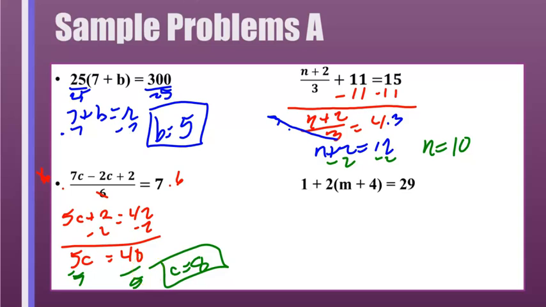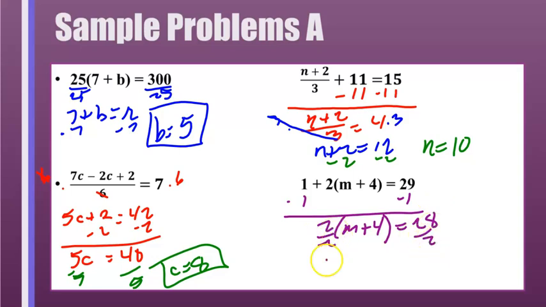And this one, here I'm going to subtract 1 on both sides. That gives me 2 times m plus 4 equals 28. Now I'm going to divide by 2 here to get the parentheses by itself, and I'm left with m plus 4 equals 14. The opposite of adding 4 is subtracting 4. And now I have m by itself, and m is going to equal 10.